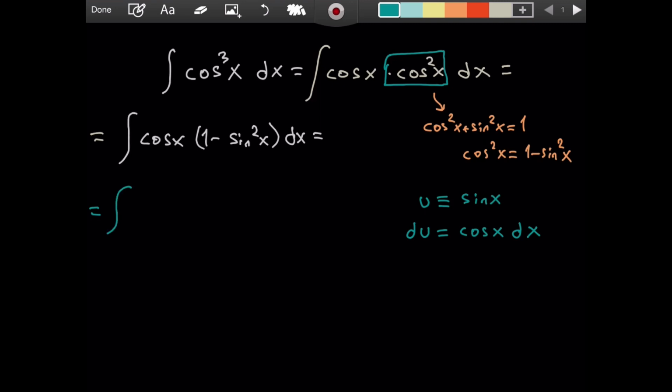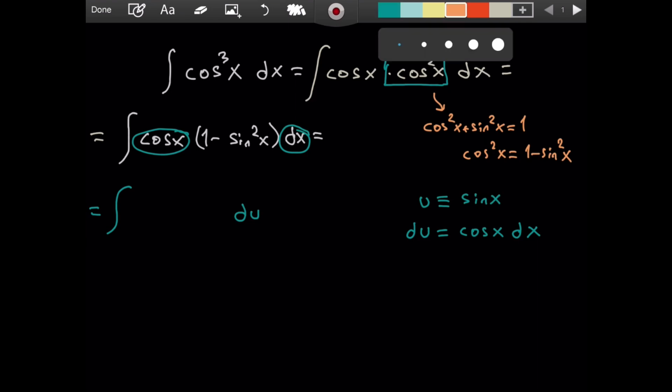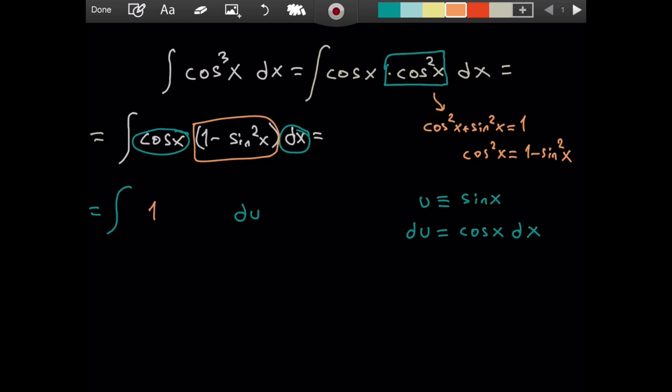We will have the integral sign again, but now for cosine of x dx, I will write du. For that part, I will keep 1 as 1. The minus will be there, the parentheses will be there. But sine squared x will now be u squared, because that is the definition of u. U is sine of x, so sine squared of x is u squared.